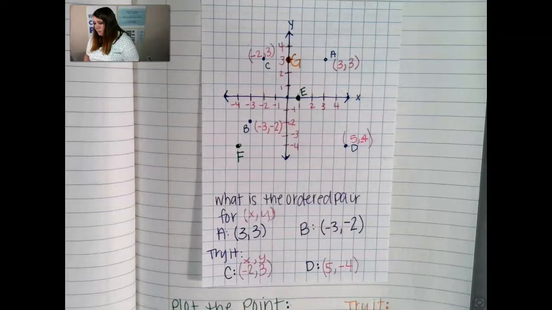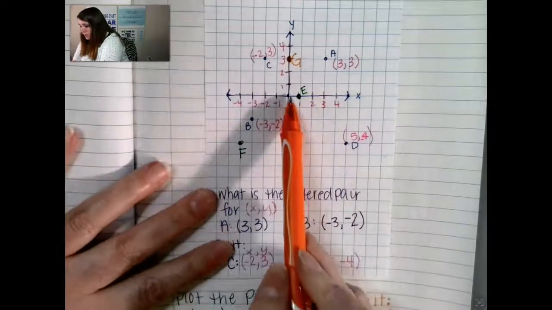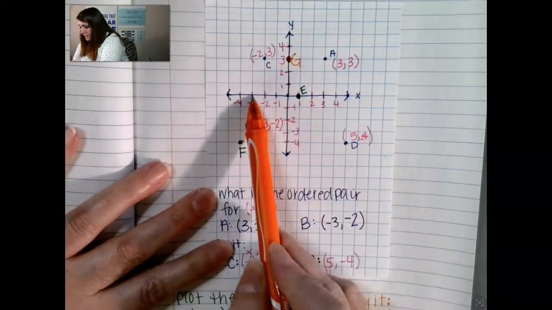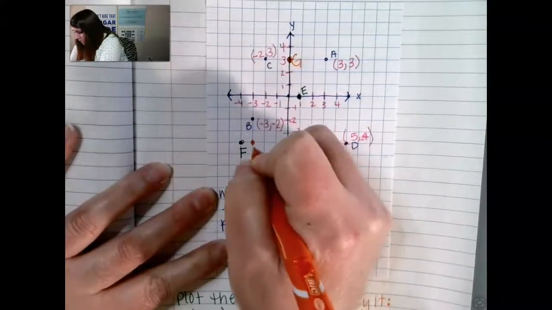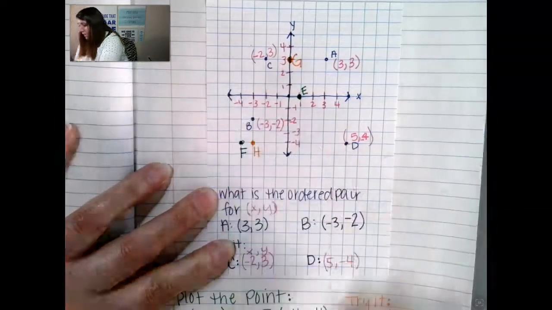H says negative 3, negative 4. So I'm going to go over to negative 3 and down to negative 4. And look, F gets a neighbor. F gets neighbor H.